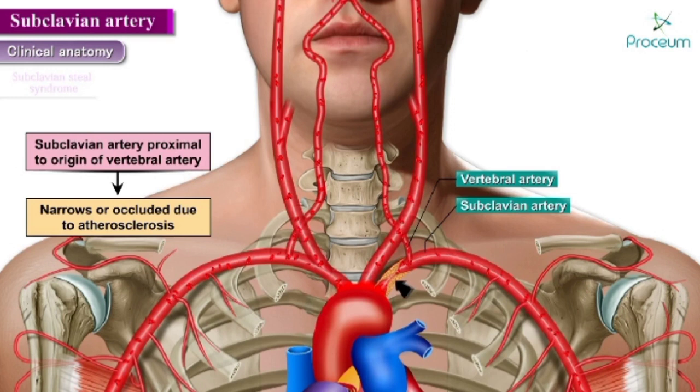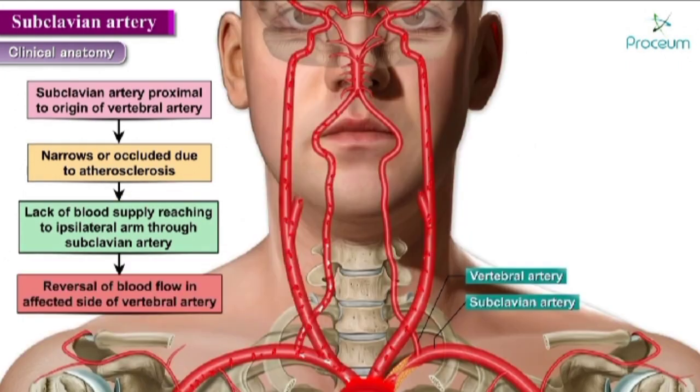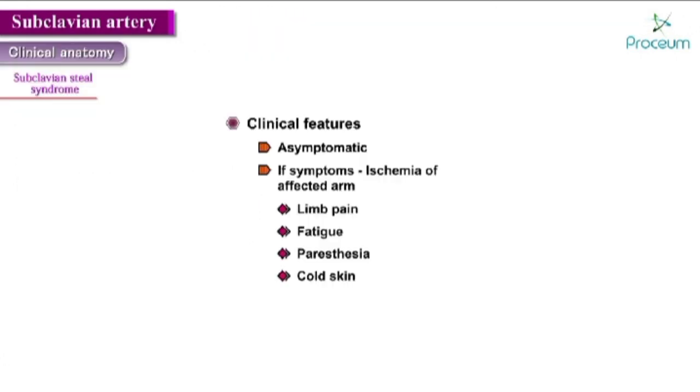atherosclerosis. So this blockage results in lack of blood supply reaching the ipsilateral arm through subclavian artery, which can lead to reversal of blood flow in the affected side of vertebral artery. So the blood from the contralateral side can flow through the circle of Willis to the vertebral artery to the affected arm. This condition is mostly asymptomatic. If symptoms occur, mostly it is ischemia of the affected arm, which leads to limb pain, fatigue, paresthesia, and cold skin.